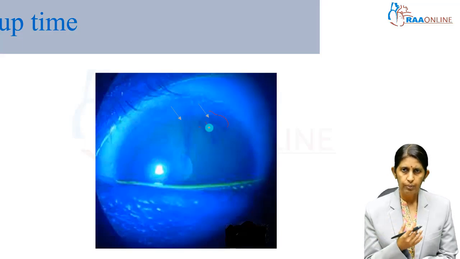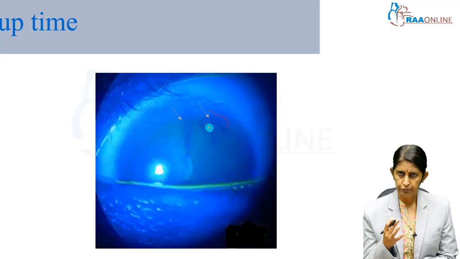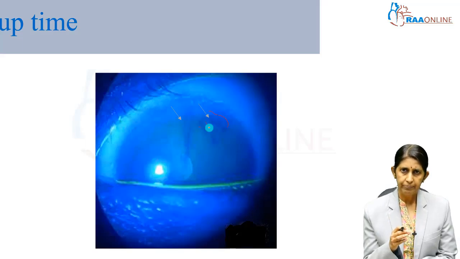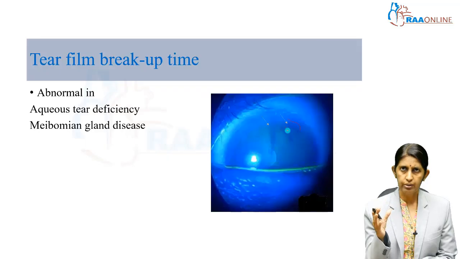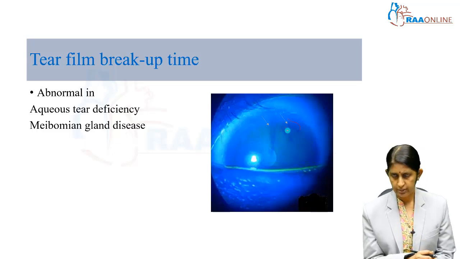And how do we do this? We have to ask the patient to blink a couple of times, and by definition, it is the time between the last blink and the first randomly appearing dry spot. So you ask the patient to blink several times and then to open his eye. And then he does not close his eye or blink, and we examine the patient. So again, just to repeat, the definition of tear breakup time is the interval between the last blink and the first randomly appearing dry spot. So normally it is supposed to be more than 10 seconds. So when a patient has a breakup time that occurs in less than 10 seconds, we consider that abnormal.